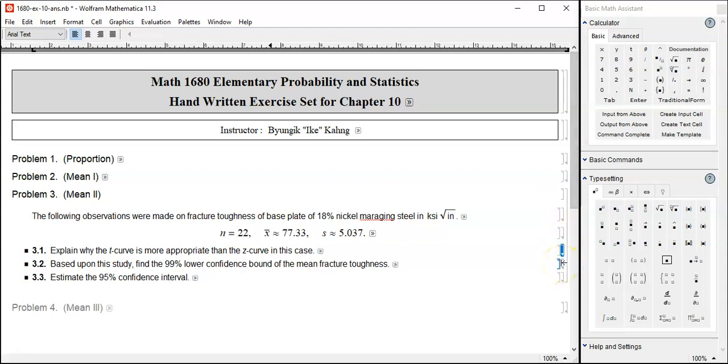Alright, based upon this study, find the 99% lower confidence bound and estimate a 95% confidence interval. I think I must have copied this problem from a textbook. Otherwise, most probably I must have written the confidence interval problem before the confidence bound problem, because confidence interval problems are more important and usually make a little bit more sense.